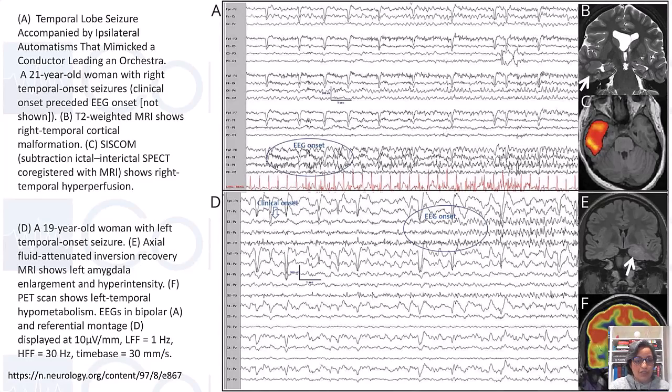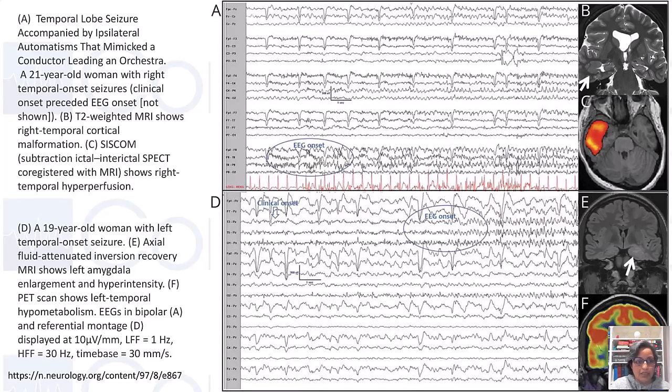Here are 2 images taken from this article. This article does have 2 videos, actually. I did not bring up the videos here. In this first image, the patient's clinical features were as if they are conducting an orchestra, basically. The arm is going up and down, and the EEG onset happened after the clinical presentation. So here it's a right side seizure with the left hand automatism.